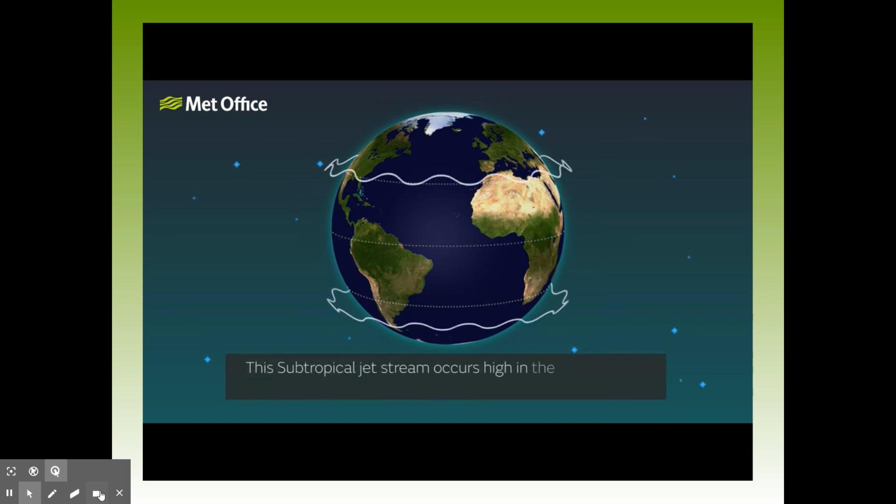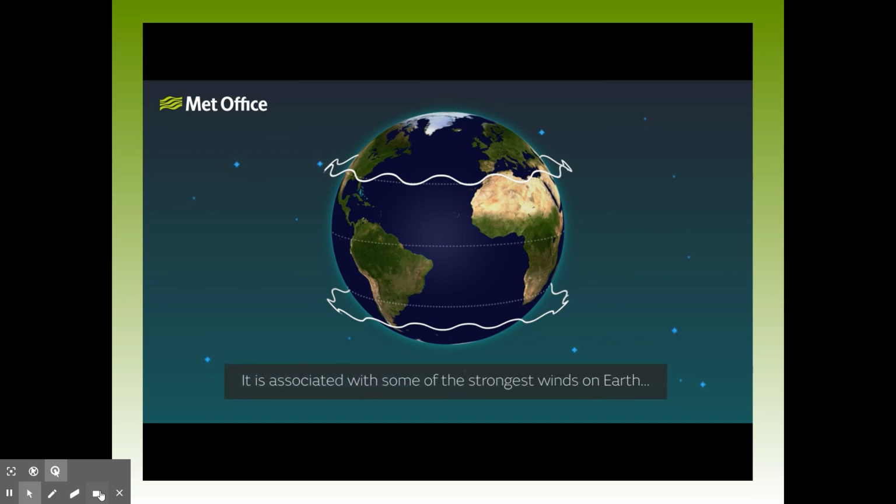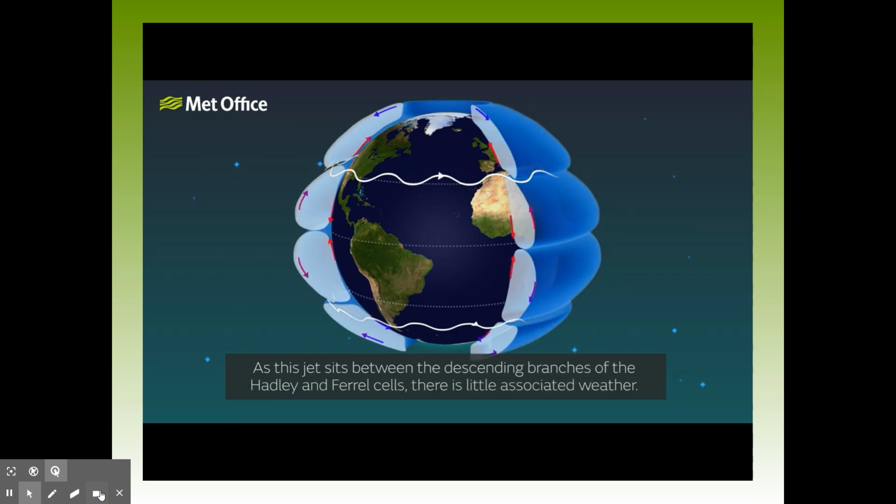This subtropical jet stream occurs high in the atmosphere between 12 to 15 kilometers. It is associated with some of the strongest winds on Earth, reaching over 280 miles per hour at times. As this jet sits between the descending branches of the Hadley and Ferrel cells, there is little associated weather.